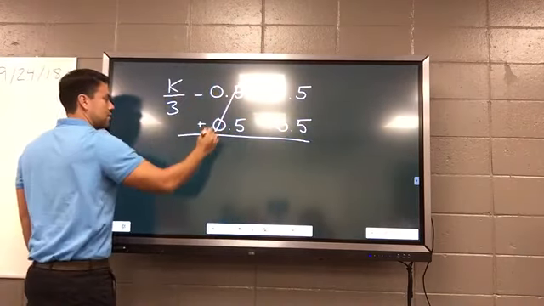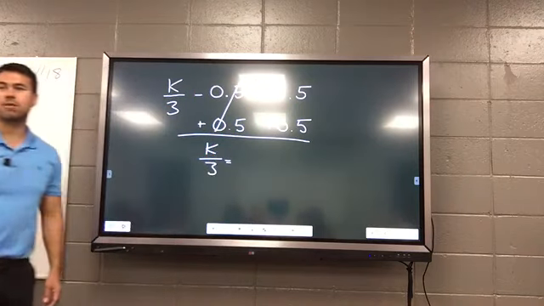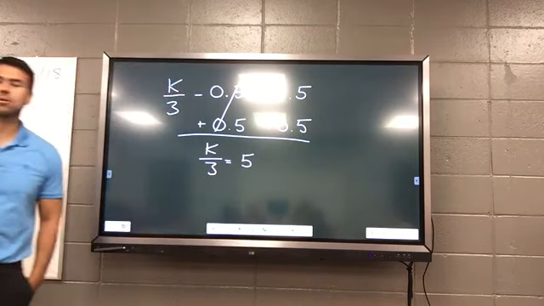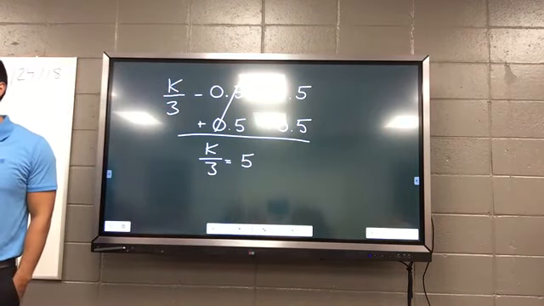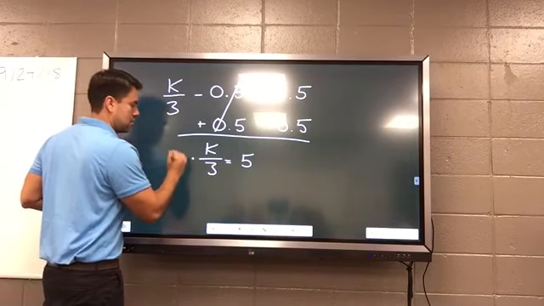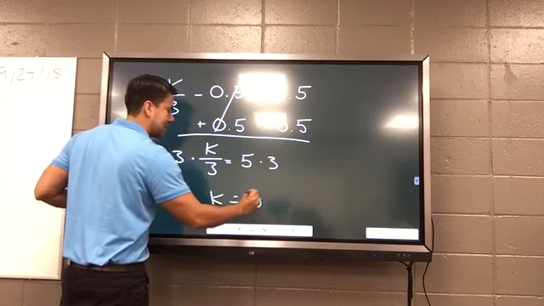Yep. Sorry. You got that right, though. All right, what's 4.5 plus 0.5? 5. Good. And this is a one-step equation, which hopefully you guys are good with. Emma Grace, what do you do next? You multiply both sides by 3. Both sides get multiplied by 3. I get K equals 15.